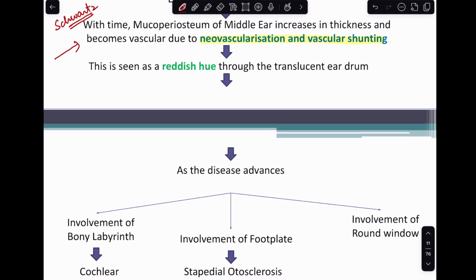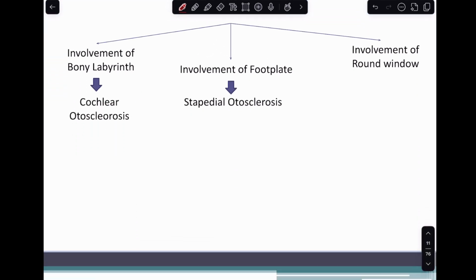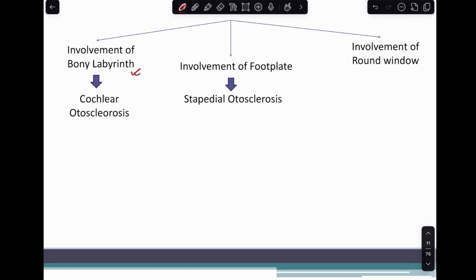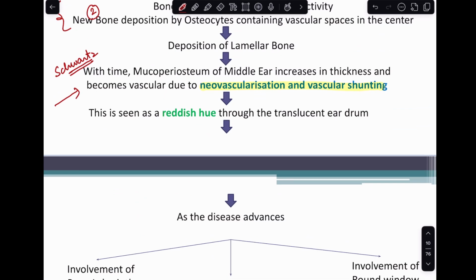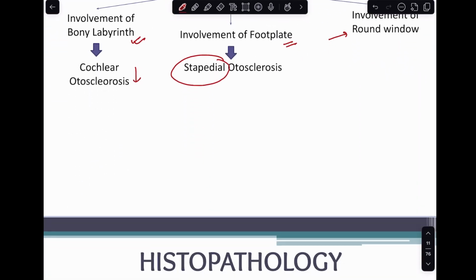Now, as the disease further keeps advancing, it leads to involvement of the bony labyrinth, leading to cochlear otosclerosis. If it involves the footplate, it leads to stapedial otosclerosis. And lastly, it may also involve the round window. So, this is about the pathogenesis of otosclerosis.